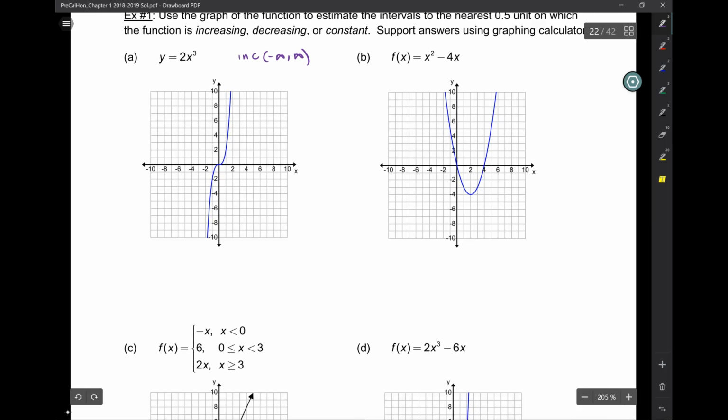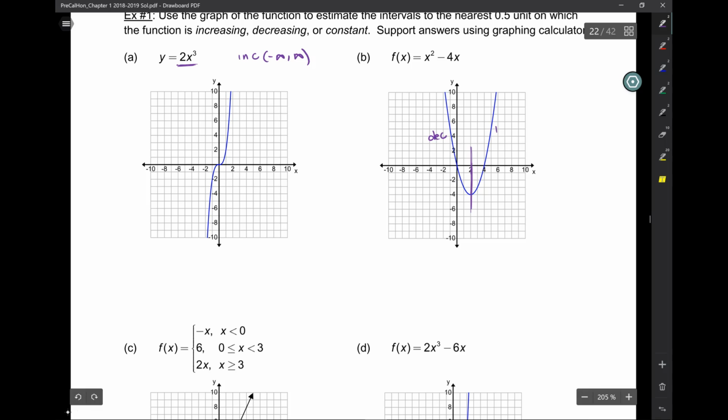What about the next one? Does it not go constant for a little bit? It does not, because if you look at the function, as you increase your x values, the y value will always increase. There are never two x values that give you the same y value, so it's never constant. Okay, so what about the next one?